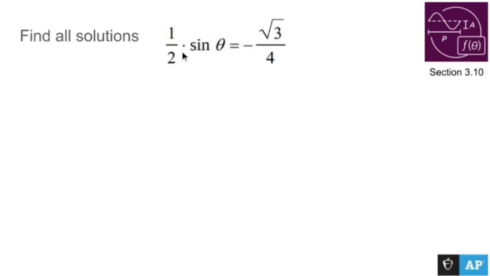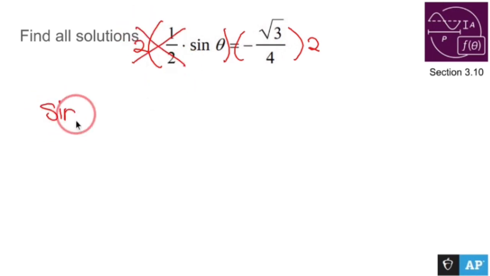Find all solutions: 1/2 times sine theta equals negative root 3 over 4. Now I have to get theta all by itself, so let's start out by getting rid of that half and multiply both sides by 2. So multiply you by 2, multiply you by 2, that crosses out. Sine theta equals 2 over 4, which simplifies to 1 over 2, so this ends up being negative root 3 over 2.